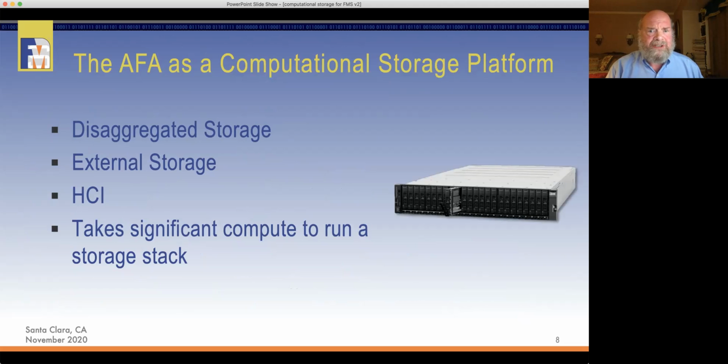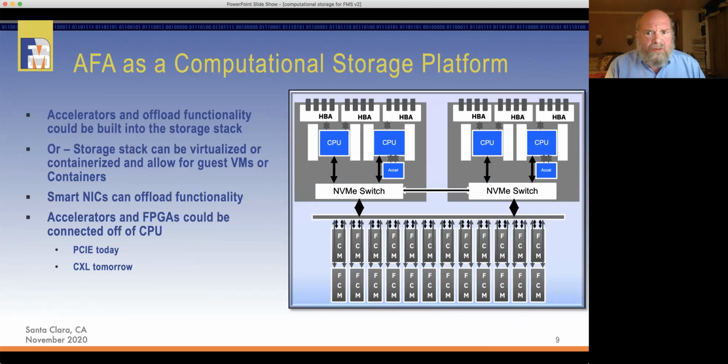Now, the interesting thing is that the all-flash array itself is also a computational storage platform. That could be viewed as a disaggregated storage device, just a bunch of flash, or external storage, or hyperconverged infrastructure. Here is an example, the FlashSystem 9200. The FlashSystem 9200 is really two full-blown servers with Cascade Lake CPUs and a lot of memory that is running a storage stack. Well, since it has an operating system and has CPUs, you could imagine it being able to run a rich set of predefined storage services like we had mentioned earlier.